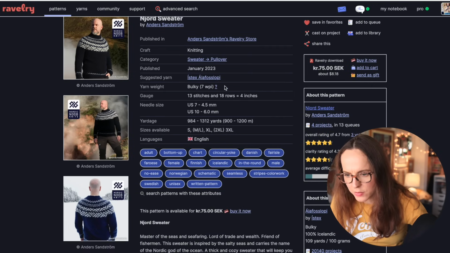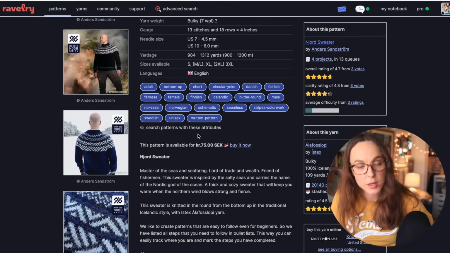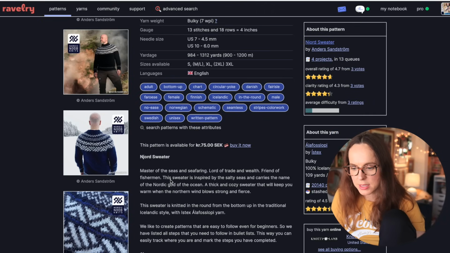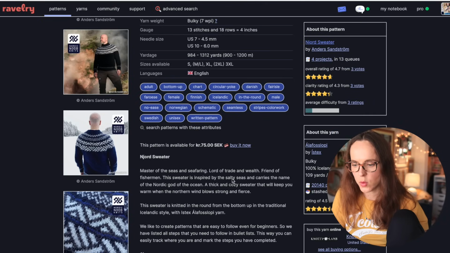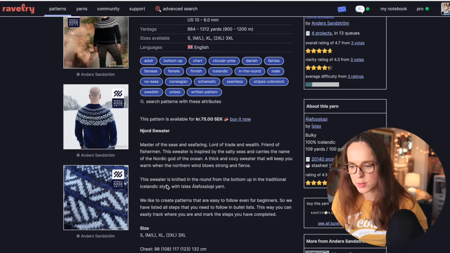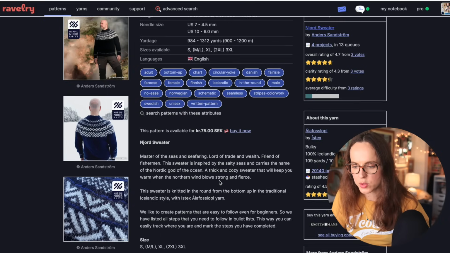This is knit in Alafoss Lopi, which is a bulky weight Lopi yarn. It says, Master of the seas and seafaring, Lord of trade and wealth, friend of fishermen, the sweater is inspired by the salty seas and carries the name of the Nordic god of the ocean. A thick and cozy sweater that will keep you warm when the northern wind blows strong and fierce.